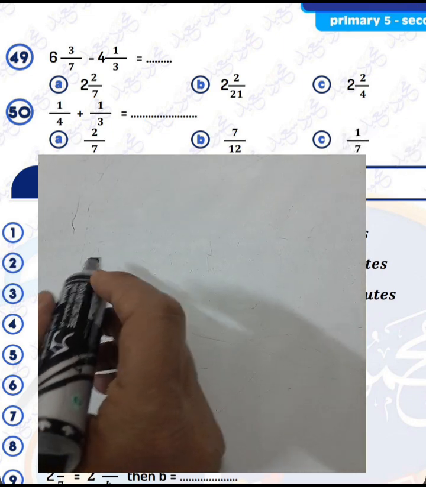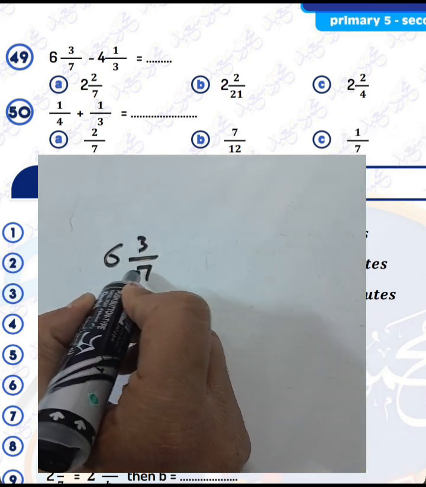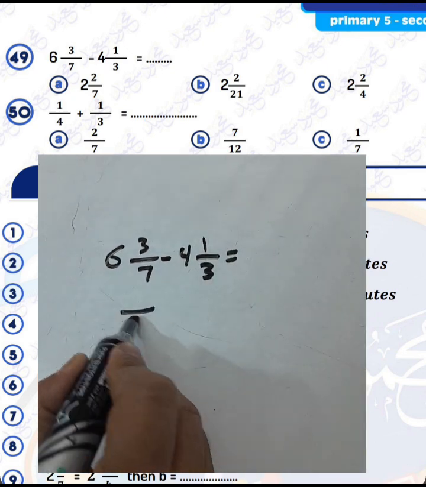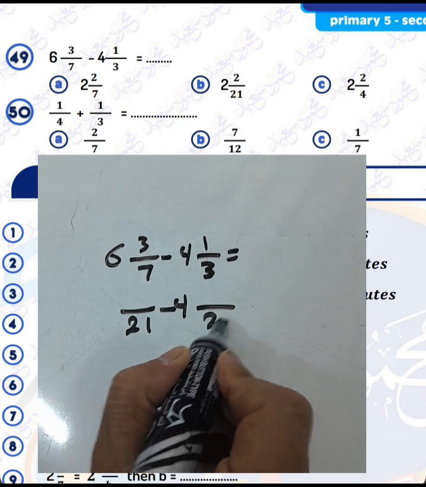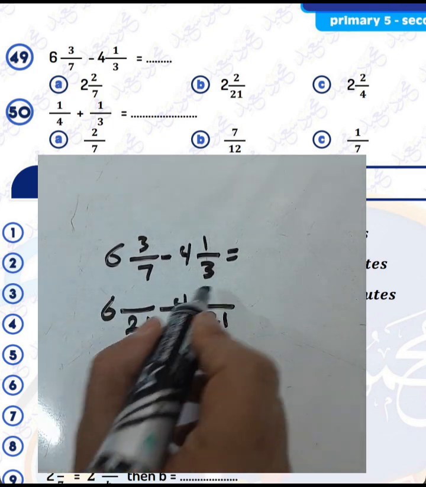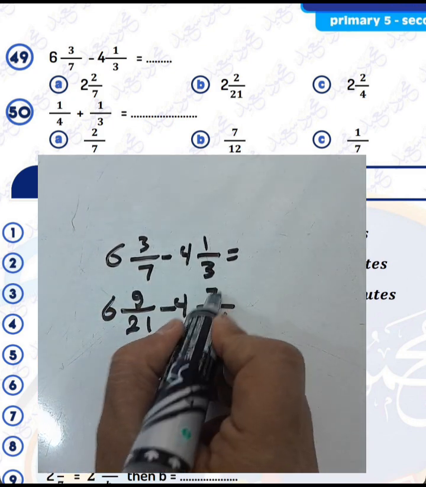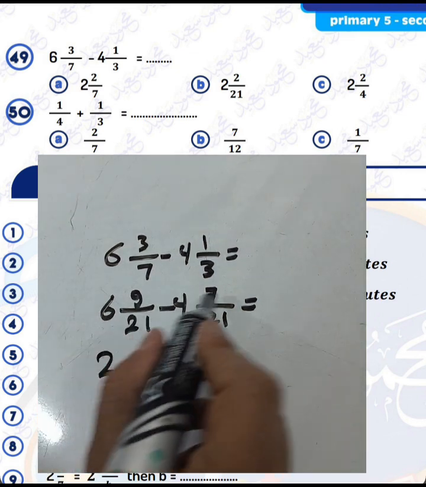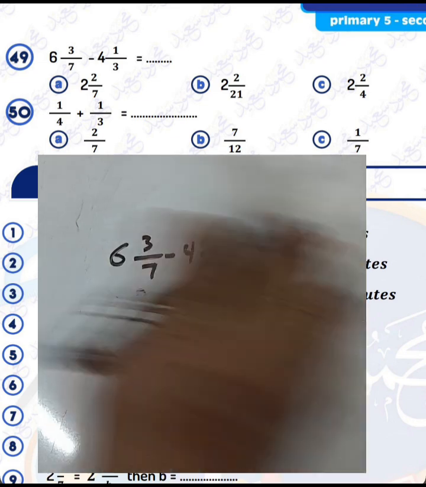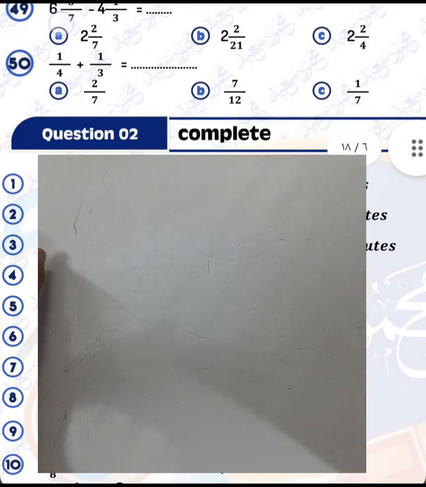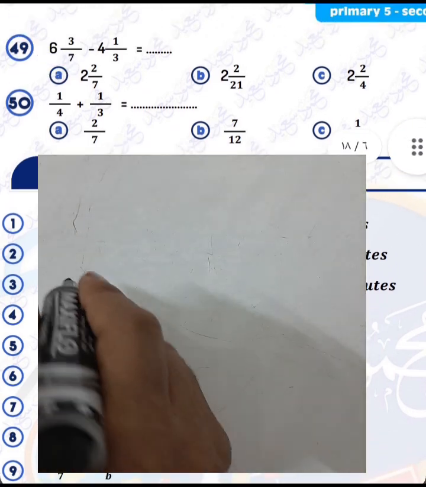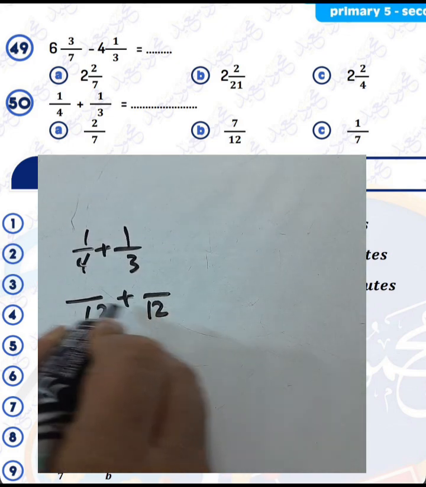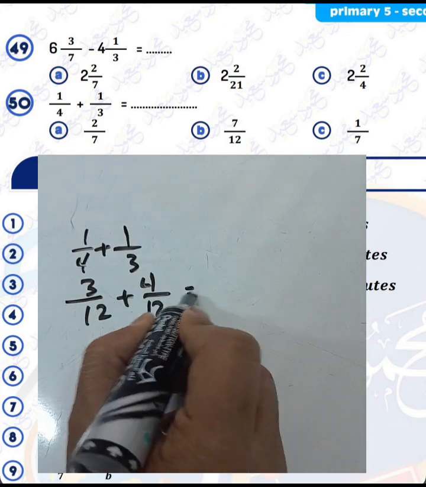Question 49. 6 and 3 over 7 subtract by 4 and 1/3, we can write the least common multiple between them. It will be 21. 3 times 3 will be 9. 7 times 1 is 7. And 6 minus 4 equals 2. And write 21 in the denominator. 9 minus 7 equals 2. And the result will be 2 and 2 over 21. 1/4 plus 1/3. The least common multiple between them equals 12. 3 times 1 equals 3. 4 times 1 equals 4. Then the result will be 7 over 12.